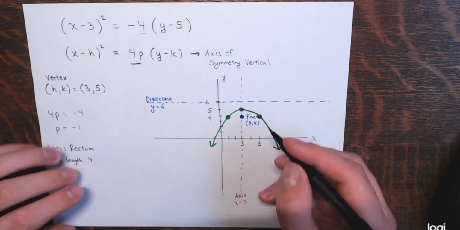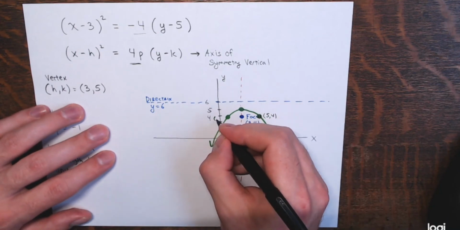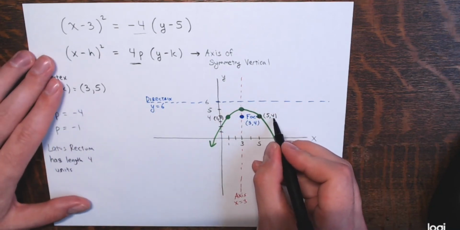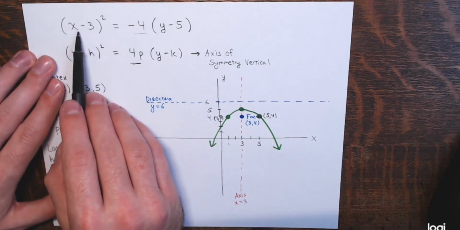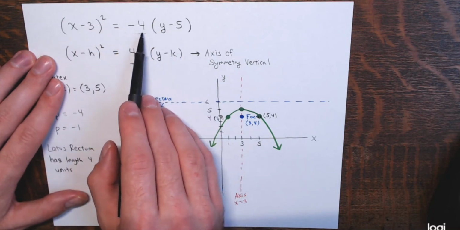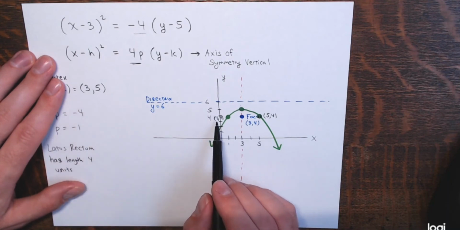Right, and these should actually be solutions, right? Here's 5, 4, over here, here's 1, 4, and again, check them out. Plug in 5 for x, 4 for y. If you plug in 5 for x, you'd get 4 on the left side. 4 for y, you'd have negative 4 times negative 1 is 4 on the right, you'd get 4 equals 4. That's true. And the same thing over here on the other end of the lattice rectum.